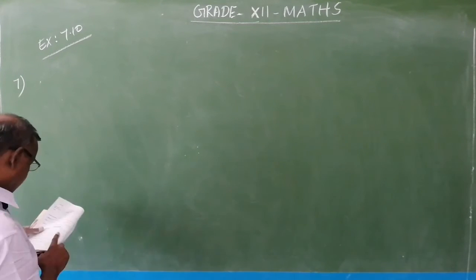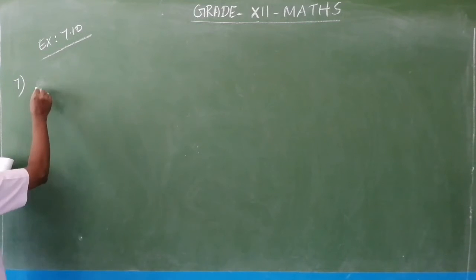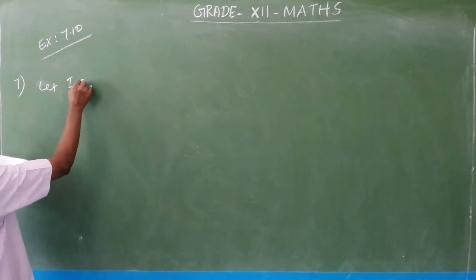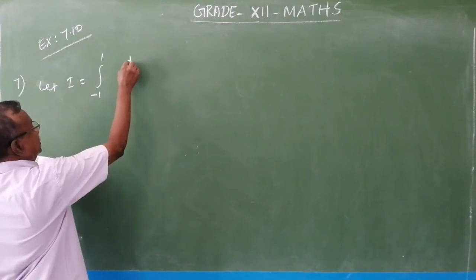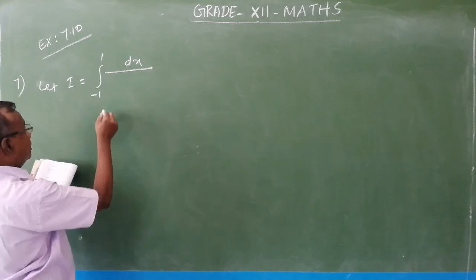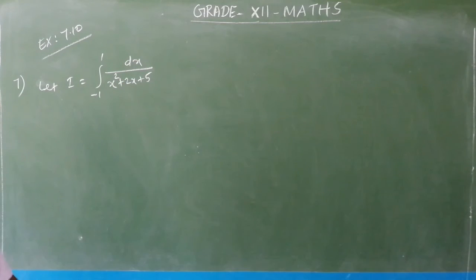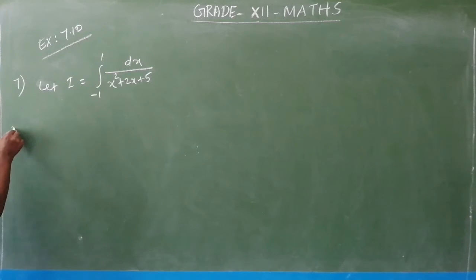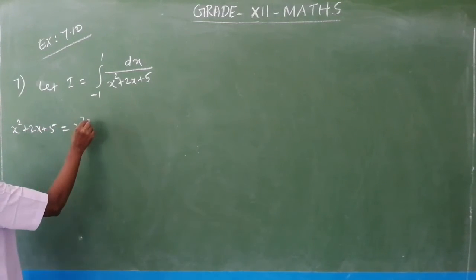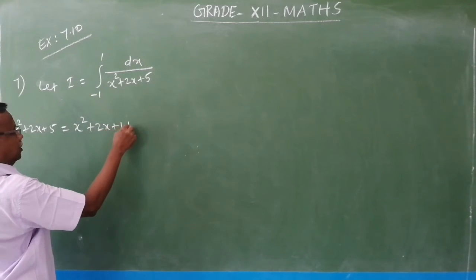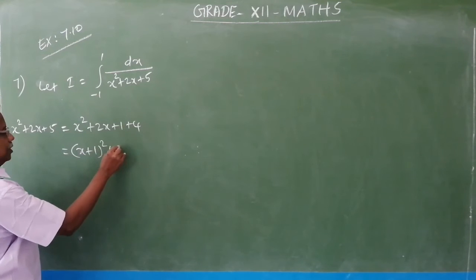Next, question number 7. Assume I equal to the integral from minus 1 to 1 of dx divided by x square plus 2x plus 5. Now, x square plus 2x plus 5 can be written as x square plus 2x plus 1 plus 4. So, this will be x plus 1 the whole square plus 2 square.